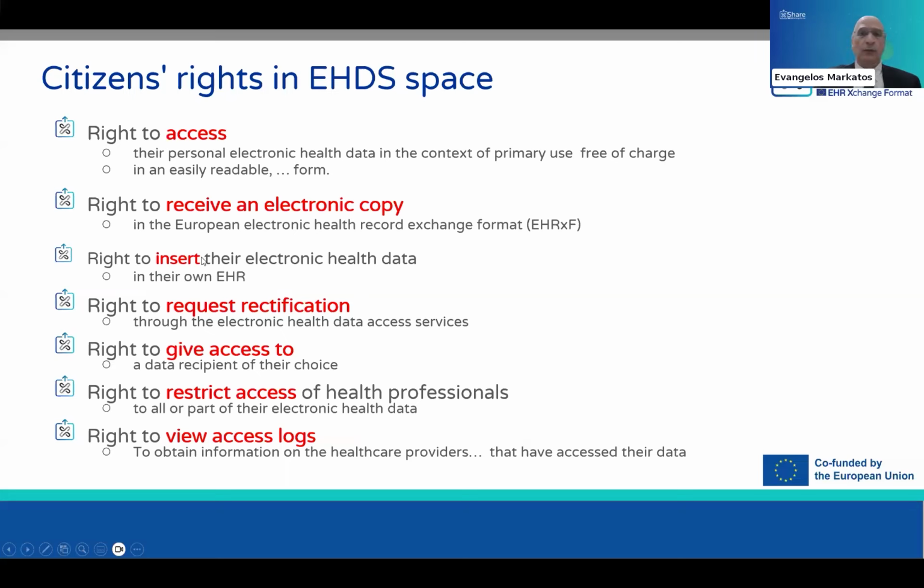As a regulation, the European health data space gives citizens several rights. The first right is the right to access your data. That is, the right to access their personal electronic health data in the context of primary use and free of charge, in an easily readable form. I'm going to explain about this form later because it is important. It's what we call the format.